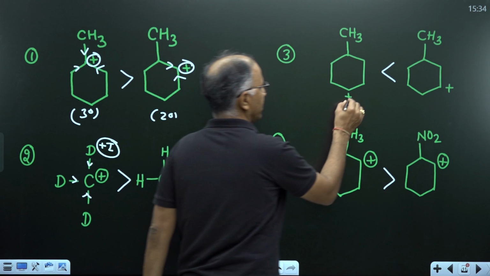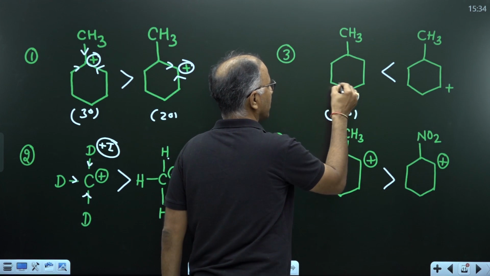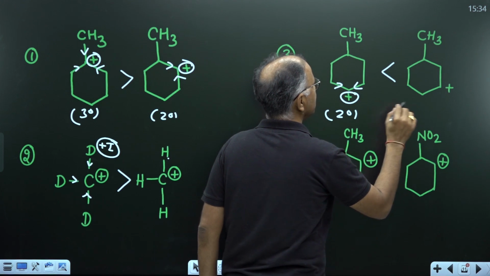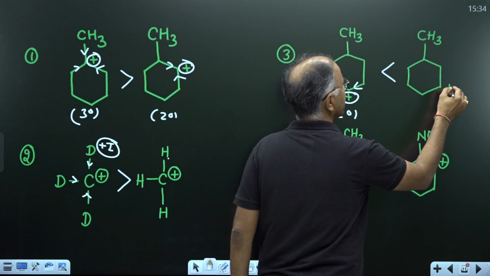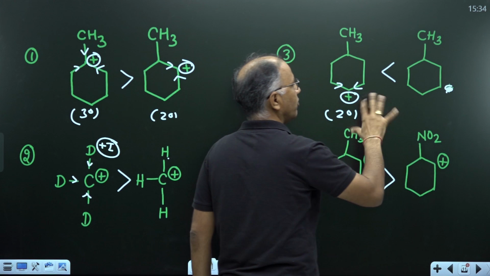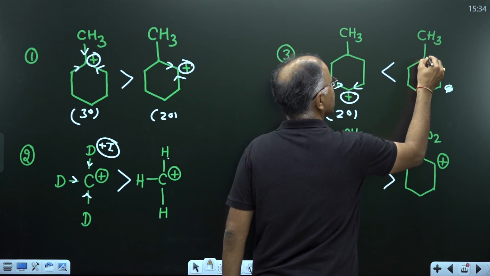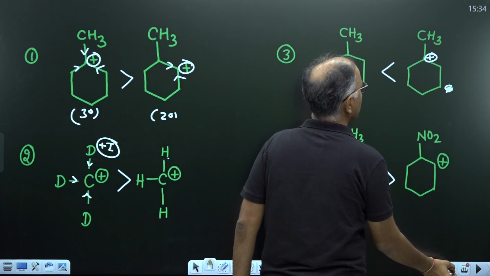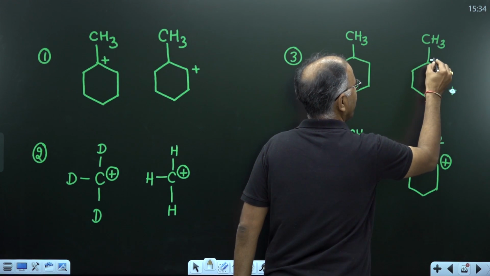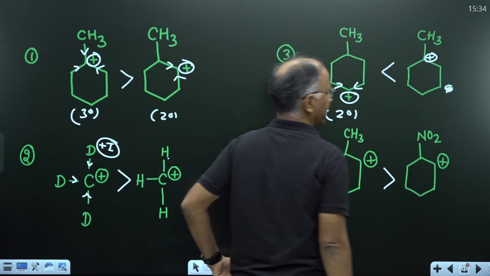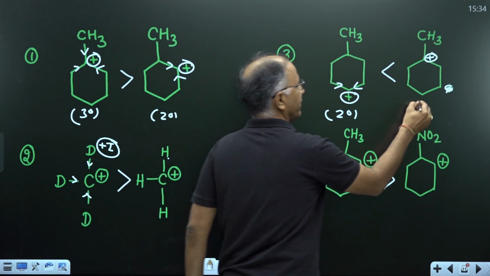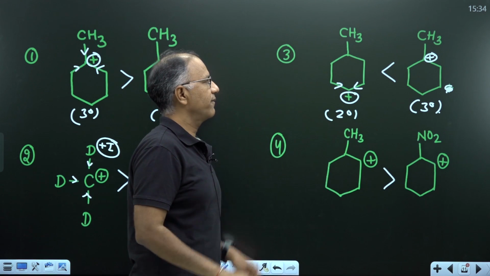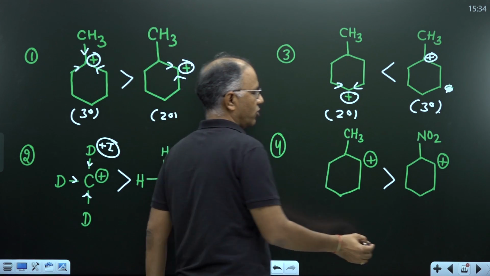In the third, this is our 2-degree carbocation because of 2 plus I, and this is also 2 degree. I thought I would change that option because they are almost similar. Slight correction: if this is 2 degree, this is our 3 degree, and this is more stable. Sorry.